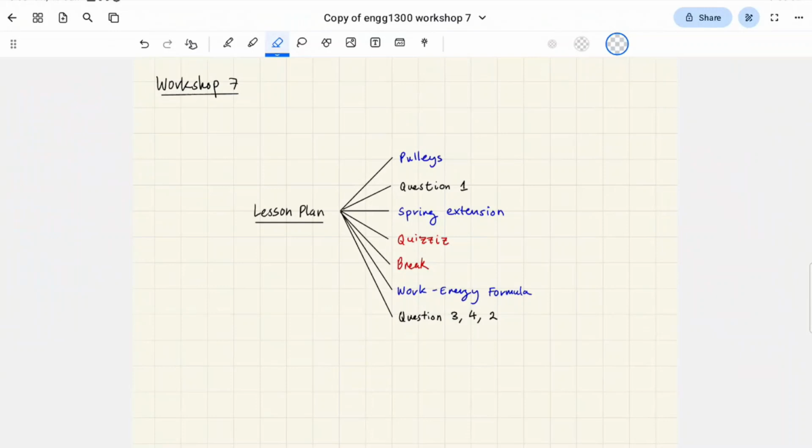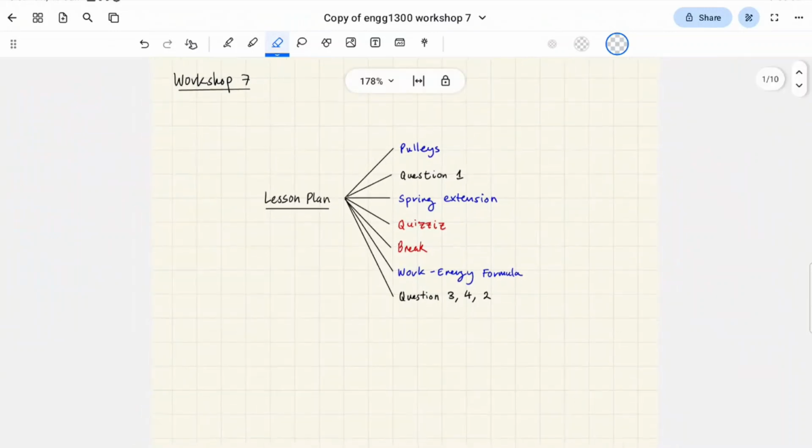So in today's workshop, I've decided to bring quizzes back. That'll hopefully let us interact more, because this is a bit of a lecture style workshop, I guess. But I've decided to hold off on that until I talk about pulleys and spring extension first. So without further ado, we'll just get started.